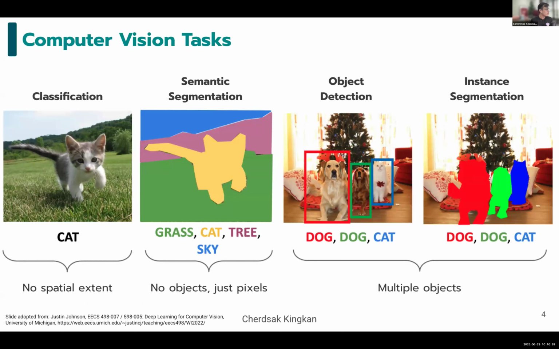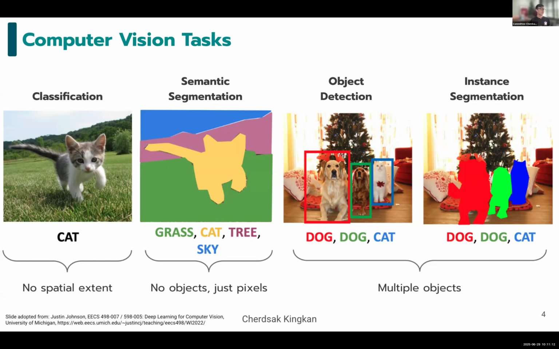However, if we look at computer vision tasks, there are many tasks that we can do. What we have done is the classification task, in which we want the answer from the model whether this entire image belongs to which category. There is no spatial extent, which means we don't want any information about locations of the objects within the image, but we just want to know what is in the image.